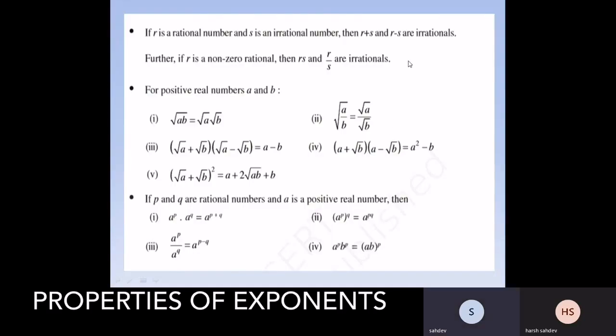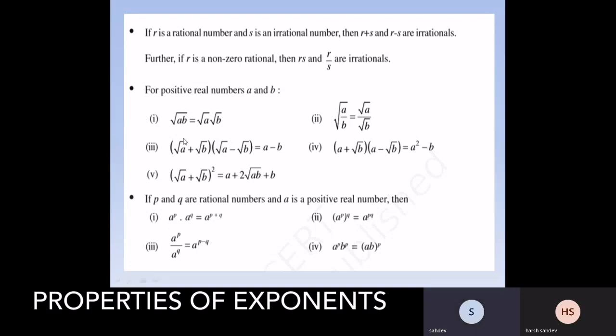Next, these are some more properties from your book also. It's written, if r is a rational number and s is an irrational number, then r plus s or r minus s is irrational. This is what I taught you before. Further, if r is a non-zero rational, then rs and r upon s are irrational. It is non-zero; I told you this in the start of this lecture also.